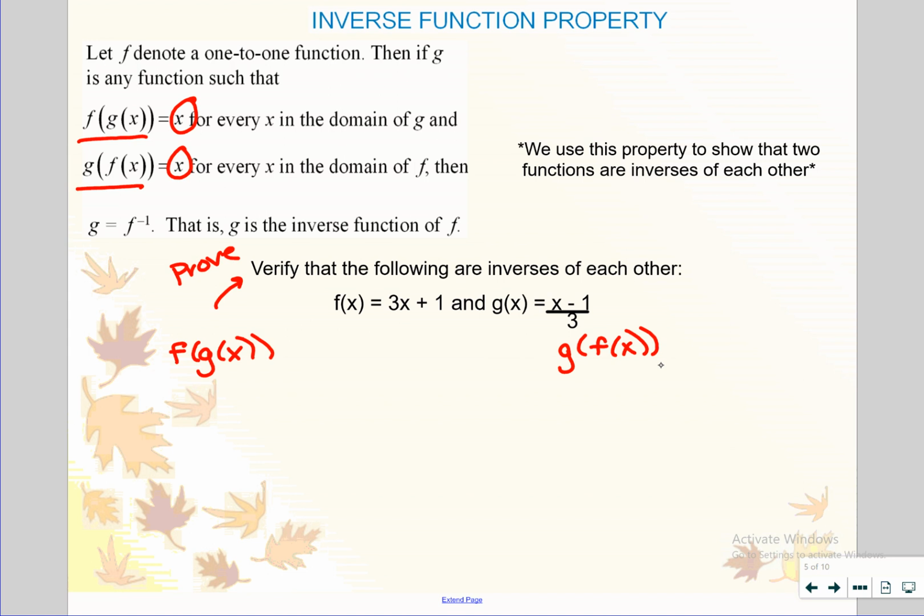When I see notation that looks like this, what does that mean? Plug what into what? G into F. So if I plug G into F, like we practiced yesterday, I'm going to take function G and put it into function F anywhere I see a variable. So that looks like 3 parentheses. Take the x out, put x minus 1 over 3 in its place, plus 1.